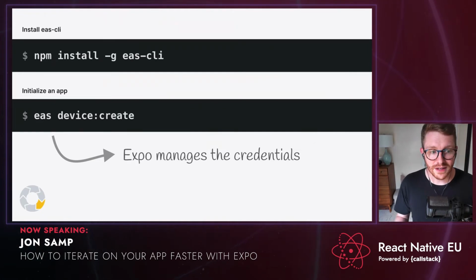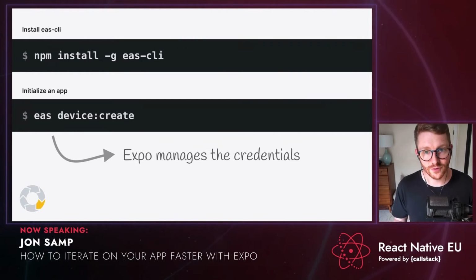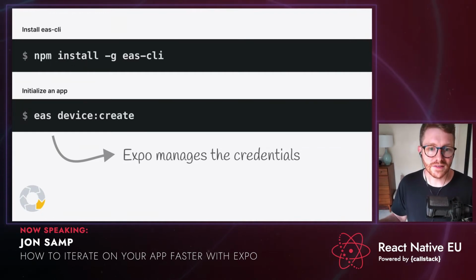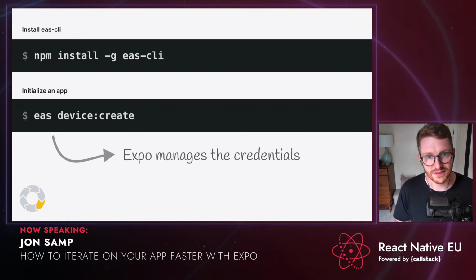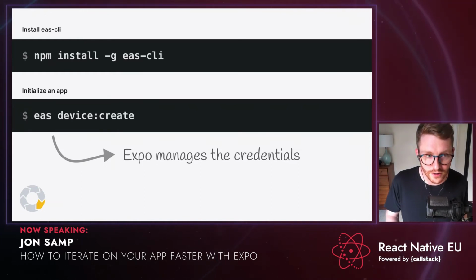The next command to run is eas device:create. And this is going to add a device to your credentials that we will then manage for you. So every time you make a build, you can say, okay, I've set up this device previously. Make sure that this build is built for that device that I set up, that I actually connected to the provisioning profile, is what it's called.